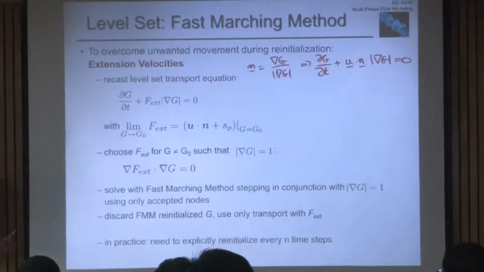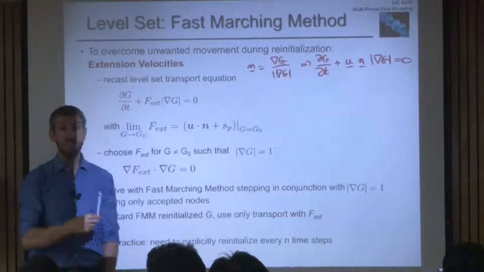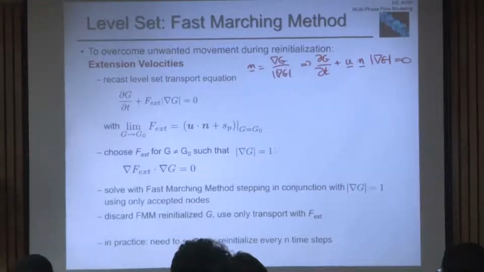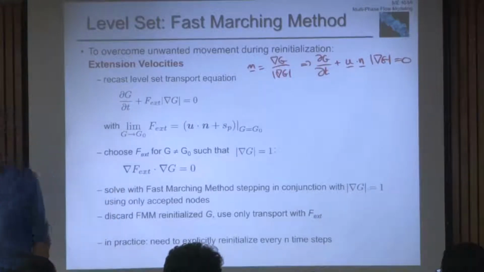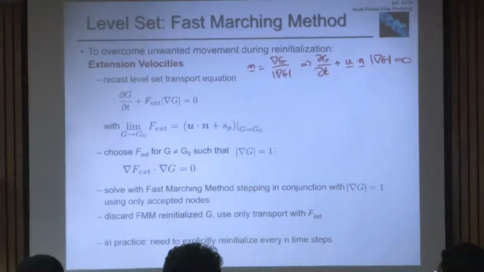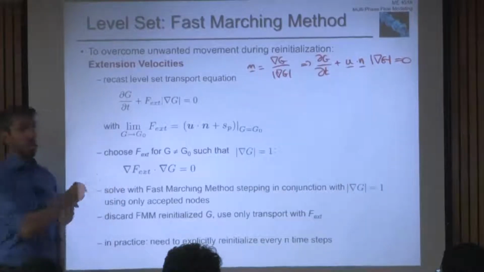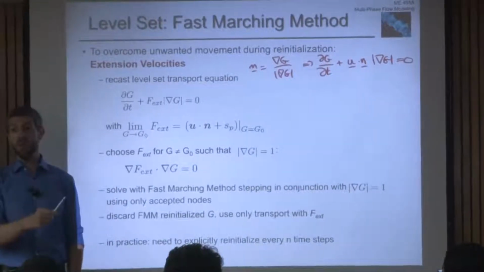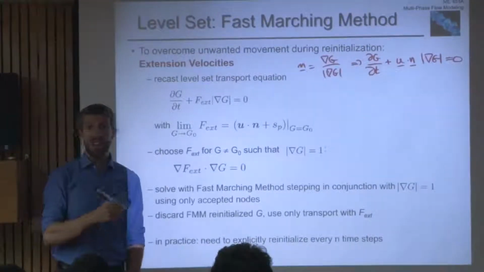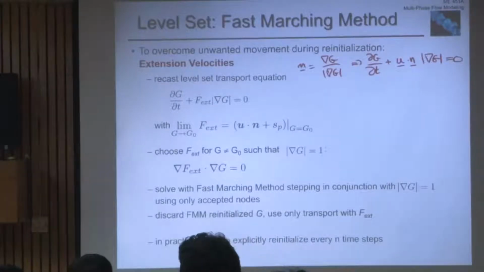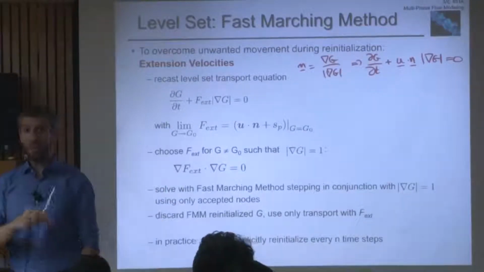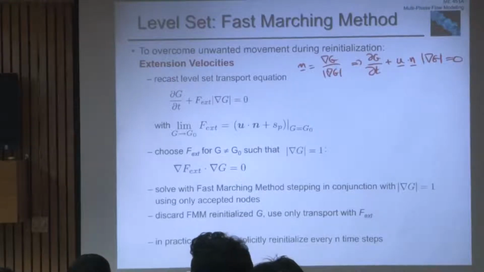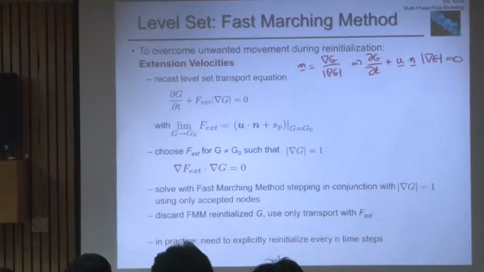If you do that, you can take the gradient of that equation and look at what is the transport equation for the gradient of g. And you'll see that because of that condition, if this holds, that implies that d of the magnitude of the gradient of g dt is equal to zero. That means that if this property holds, then you will never be able to change the magnitude of the gradient of your level set by transport. Which means that if you start from a distance function, you will stay at a distance function. Okay? So manipulating the transport velocity such that it doesn't vary normally to the interface will force a distance function to remain a distance function at all times.